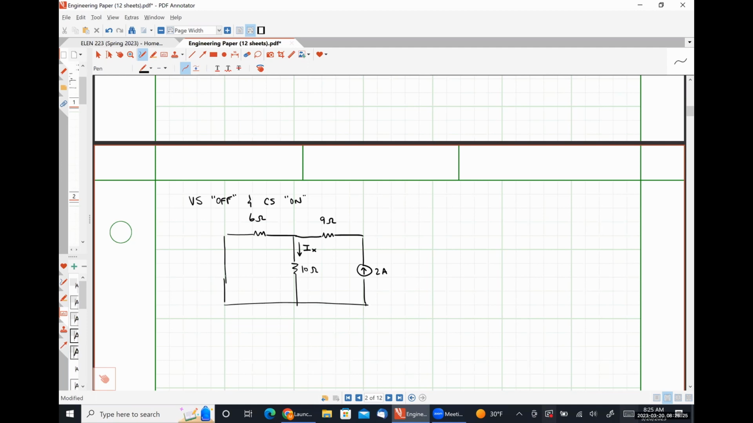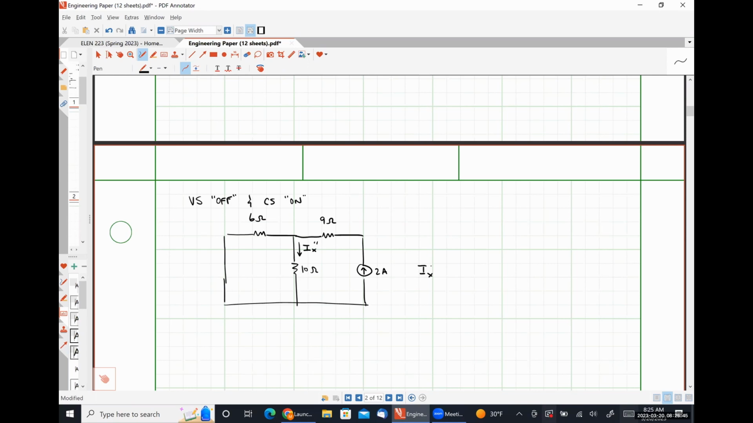Anybody have any thoughts on how we might do this analysis? Current division. This looks exactly like one of the examples that I worked in class last Friday, except with different numbers. Right? I'm going to call this IX double prime.